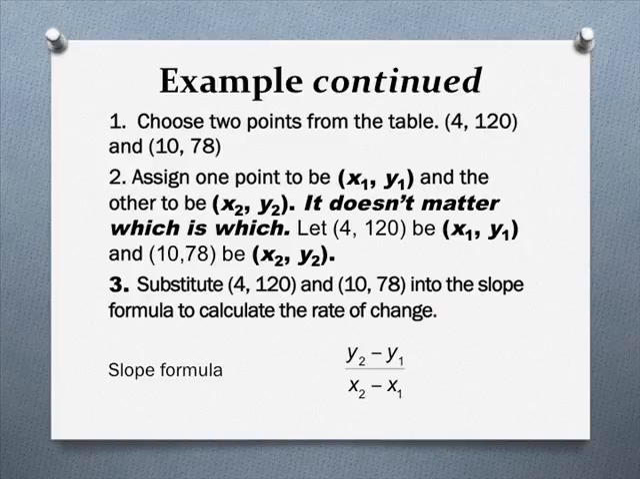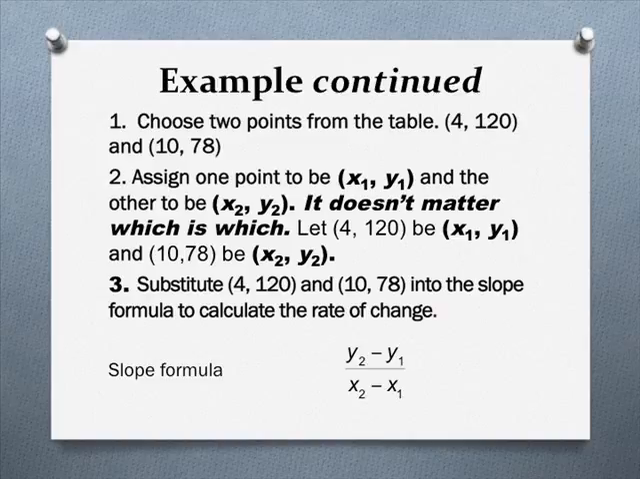Next, we're going to assign 1 point to be x1, y1, and the other to be x2, y2. It doesn't matter which is which, so since we already said that we're going to use 4 and 120 to be x1, y1, we would choose 10, 78 to be x2, y2. Now we're going to substitute 4, 120, and 10, 78 into the slope formula to calculate the rate of change.